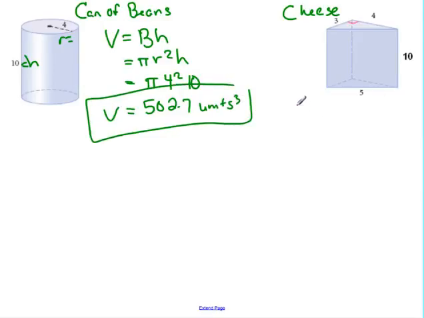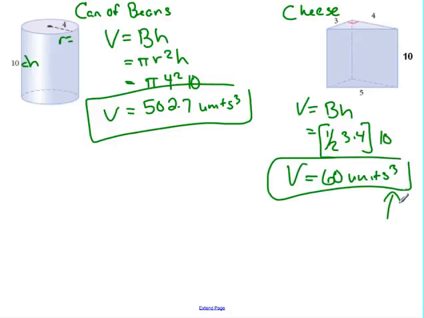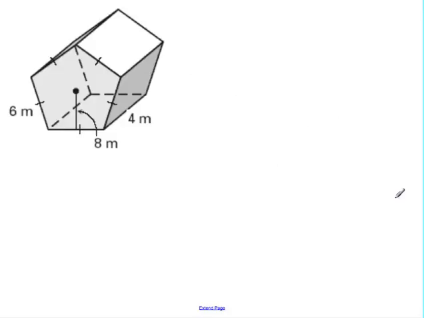For the cheese, again, volume equals the area of the base times the height. The base is going to be a triangle, so it's going to be 1/2 times 3 times 4. We'll multiply that by a height of 10. 3 times 4 is 12. Half of that is 6, so that would give us 60 cubic units. Be really careful with your units. Make sure that when we're finding volume, because it's three-dimensional, it should be cubic units.